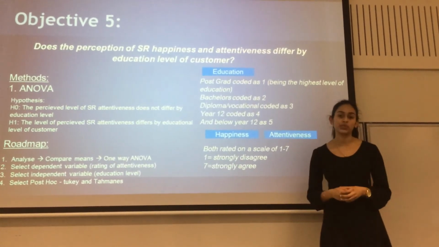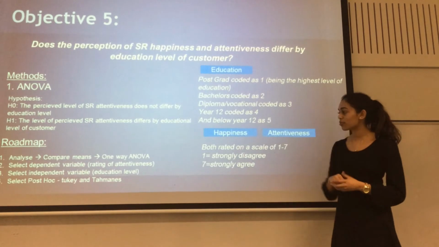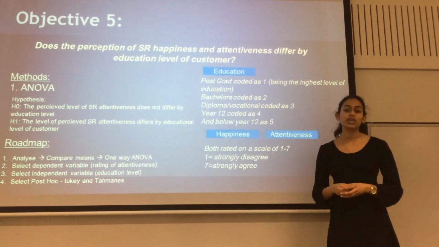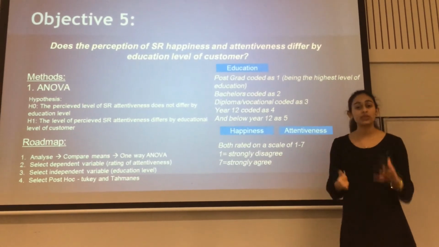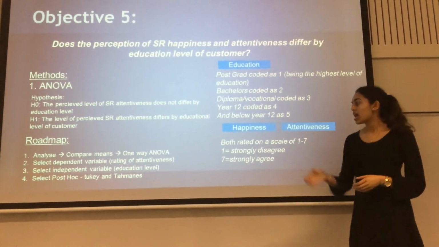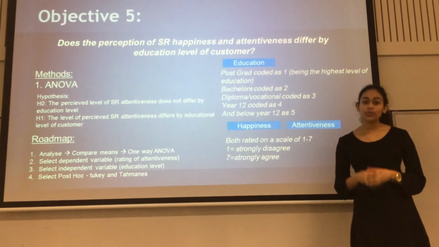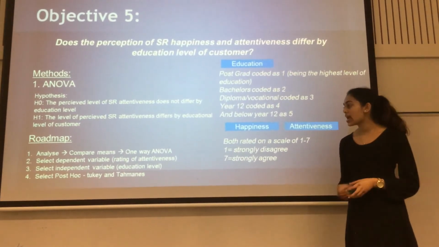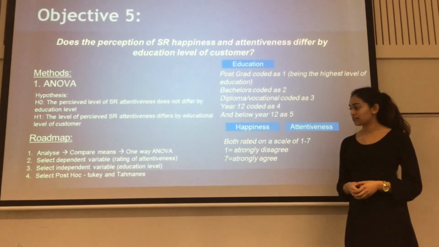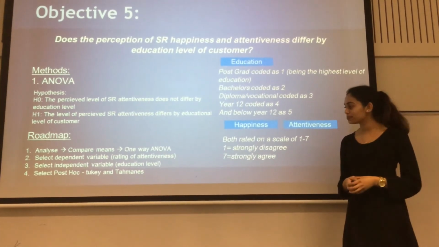In terms of the steps we take to do this, let's walk through the roadmap. So first of all, on SPSS, we'll go to Analyze, then we compare means, and we do a one-way ANOVA. We select our dependent variable. In this case, it's the rating of attentiveness or happiness. And then we select the independent variable, which is the education level.